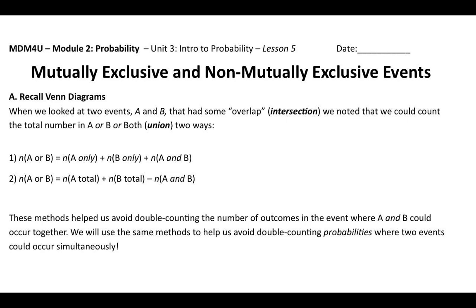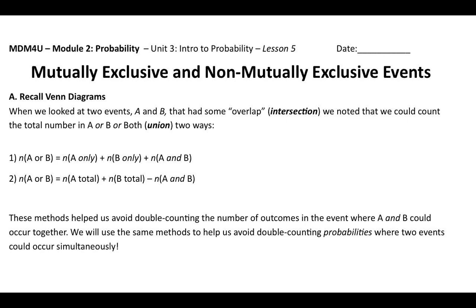So this should sort of remind us of Venn diagrams. Okay, so let's look back and think about two different events, event A and event B. If they had any overlap, where it's possible to be both A and B, like it's possible to be a queen and a heart, that overlap we called the intersection. And we noted that if you just wanted to find A or B or both, that was our union.